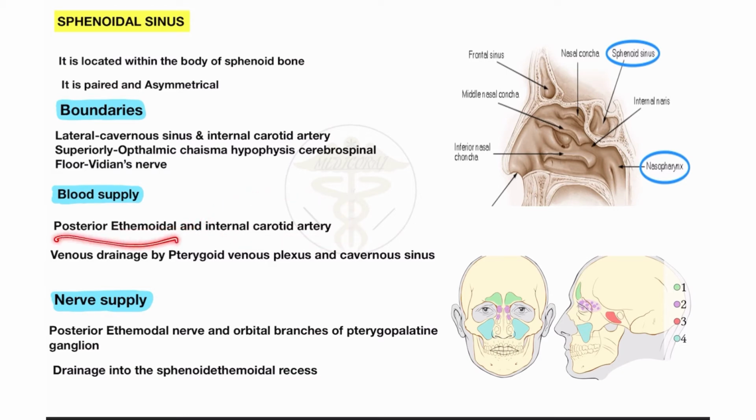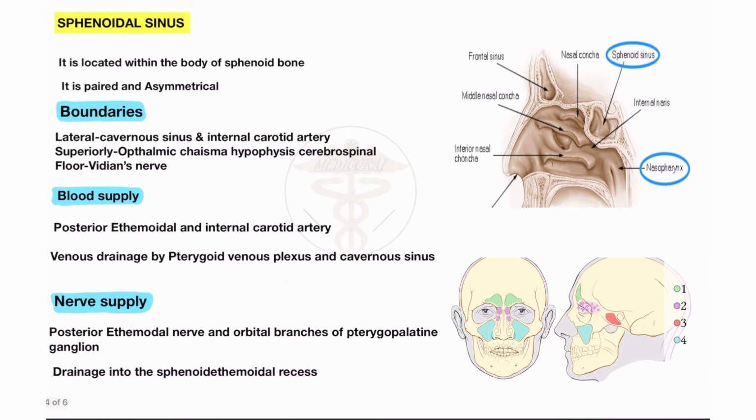These two arteries supply the sphenoidal sinuses: the posterior ethmoidal artery and the internal carotid artery. Second, venous drainage. Venous drainage of the sphenoidal sinuses is by the pterygoid venous plexus and the cavernous sinus. The pterygoid venous plexus and cavernous sinuses drain the sphenoidal sinus.